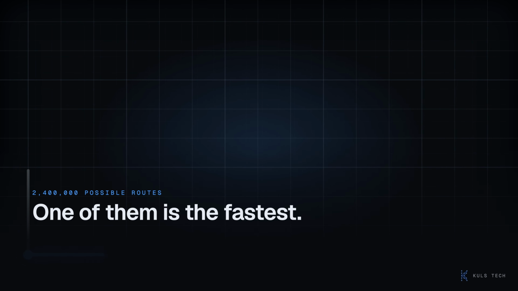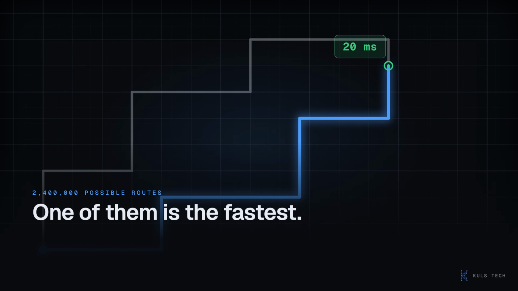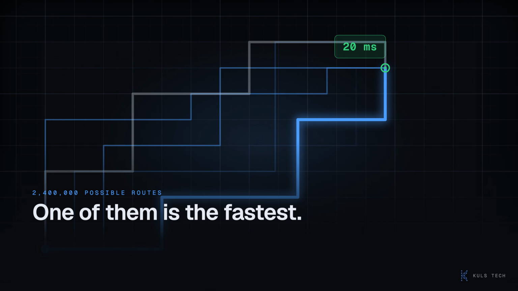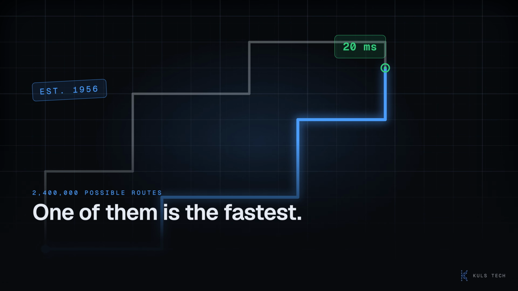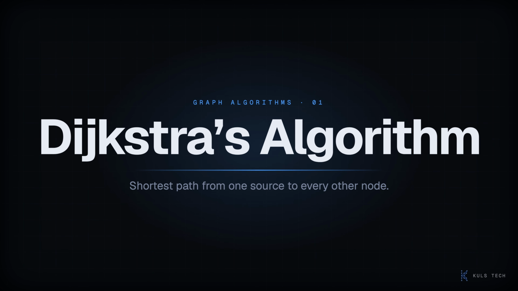Right now, your phone can look at millions of possible routes across a city and hand you the fastest one in about 20 milliseconds. It doesn't check them all. It uses one idea, invented in 1956, that still runs inside almost every map, every router, and every game world you touch. This is Dijkstra's algorithm, and by the end of this video, you'll be able to run it by hand.